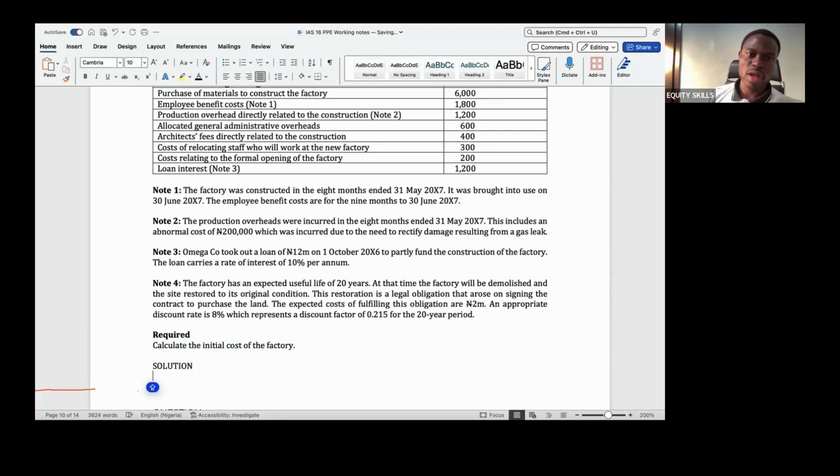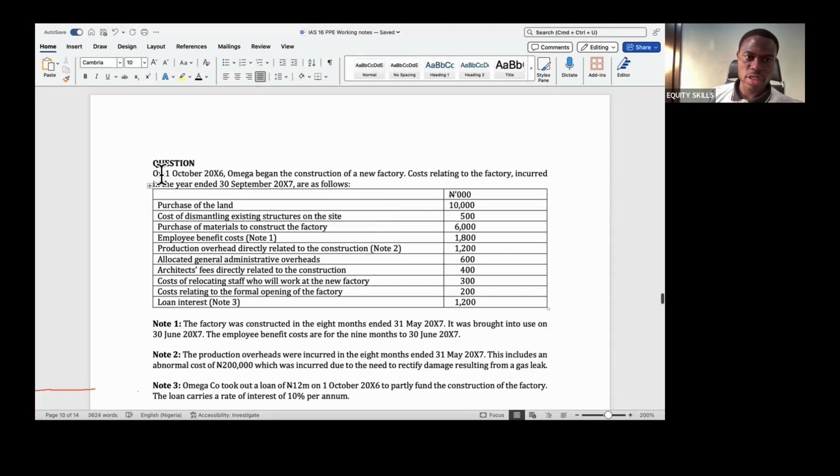So solution. Let's pick it one by one, because we are talking about October 1st. This company is constructing a new factory, and they say the costs relating to the factory incurred for the year ended 30th September 2007 are as follows. Basically, we need to go through these costs and know which ones we are adding as part of the cost of the asset and which ones we are supposed to expense, meaning we cannot add them as part of the cost.